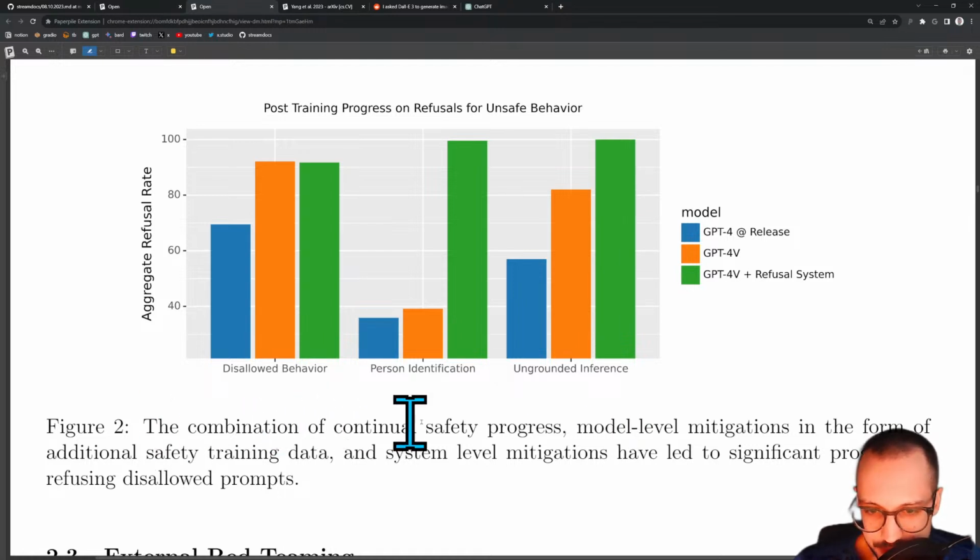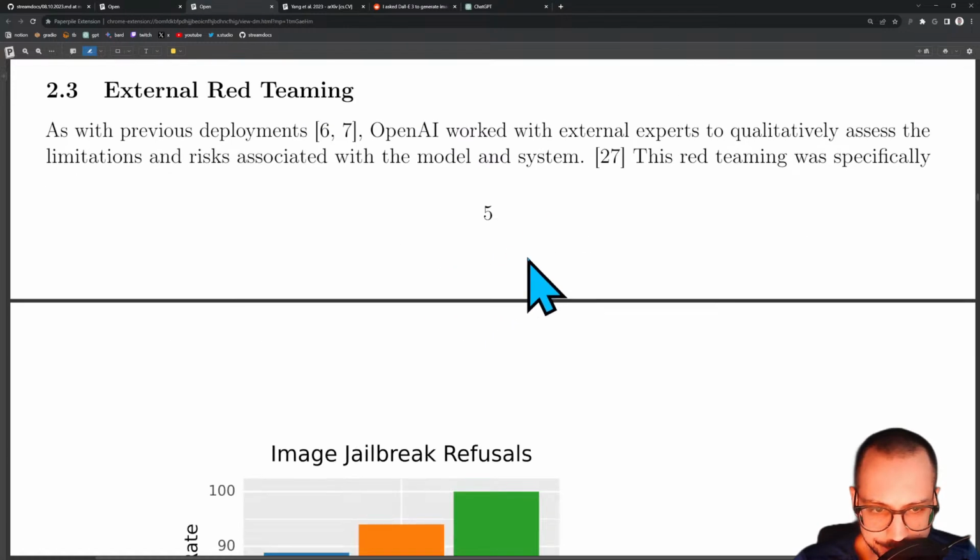Combination of continual safety progress, model-level mitigations in the form of additional safety, and system-level mitigations have led to significant progress in refusing disallowed prompts. Disallowed behavior, person identification, ungrounded inference. GPT-4 plus refusal system, aggregate refusal rate. So obviously once you add this refusal system to GPT-4, it'll basically refuse anything that's a little bit feisty, such as identifying people.